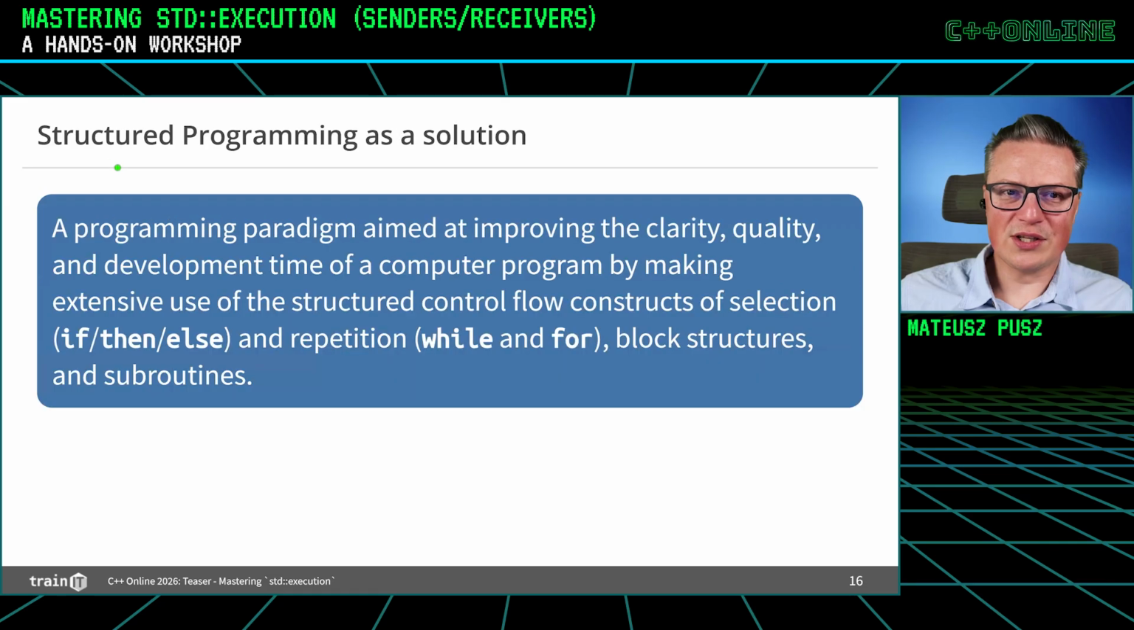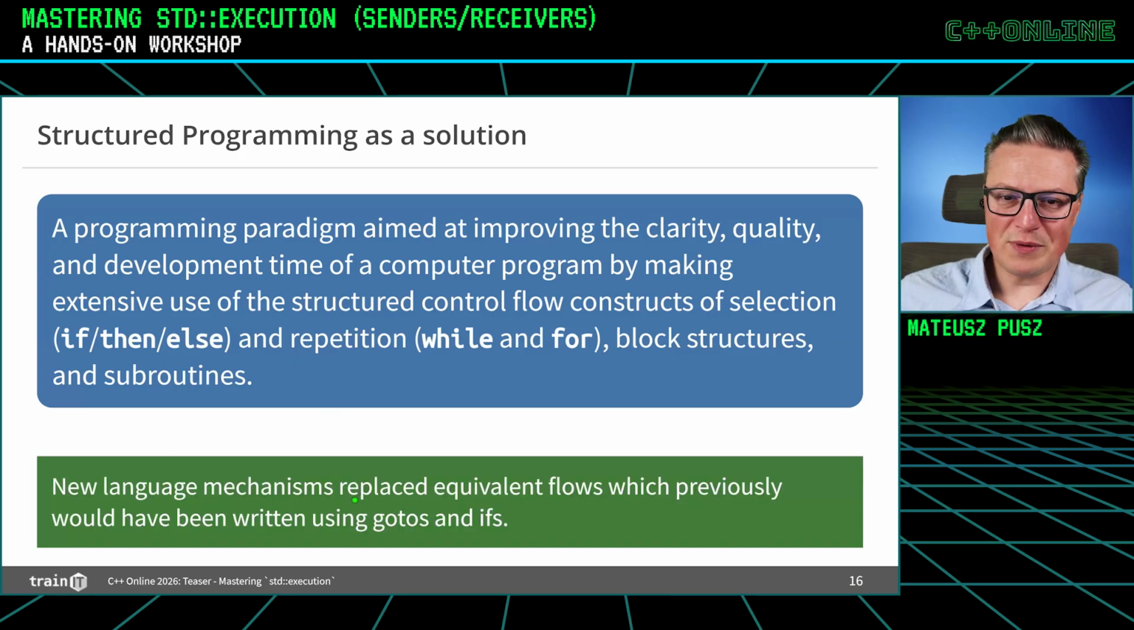As a solution, we created structured programming. We introduced branches, control flow, scopes, while and for loops, and so on. Functions, called subroutines at this point, right? This structured our programs away from goto. So new language mechanics replace equivalent flows which previously would have been written using gotos and ifs.